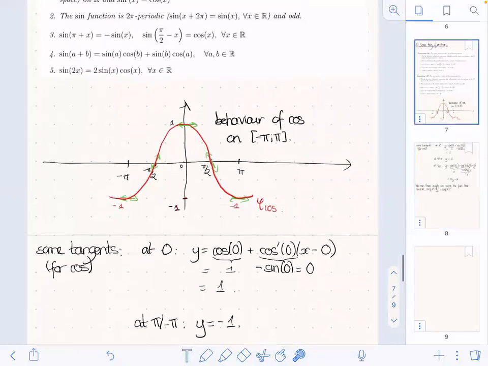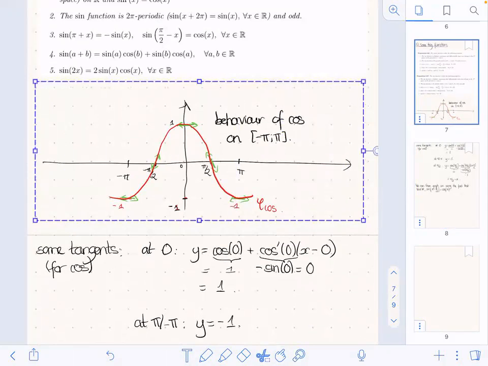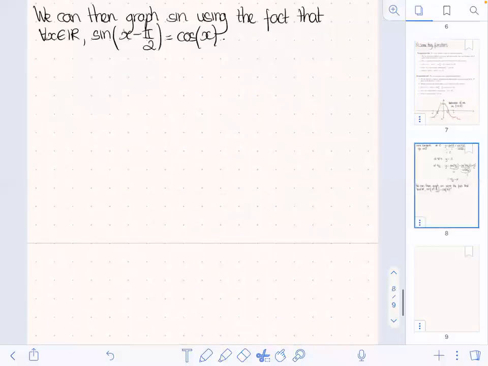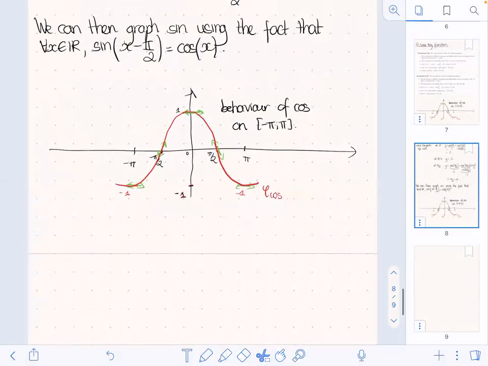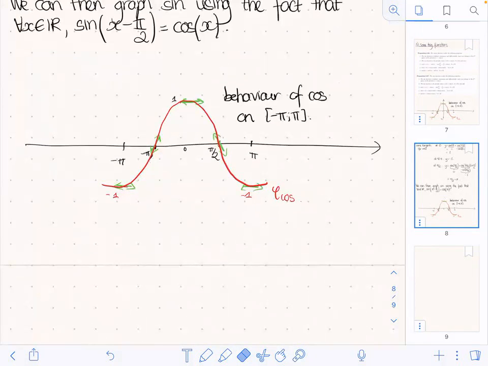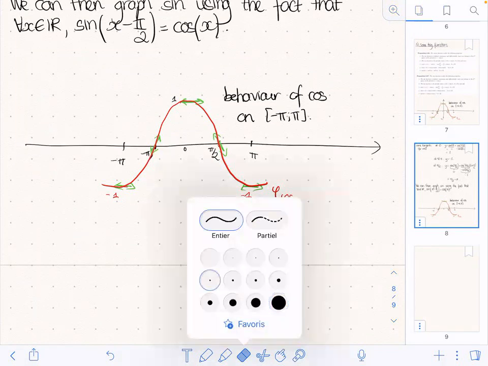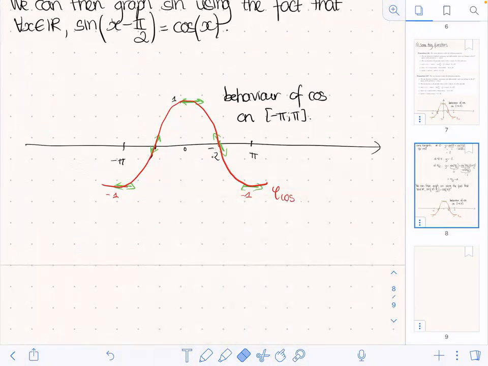But if I take this, what we can try and do is use it to give the behavior of the sine function. So I'll try and do it like this. We're going to have roughly the same behavior, if I manage to not erase everything. Basically the rough behavior of the curve is going to be the same, but not at exactly the same points.